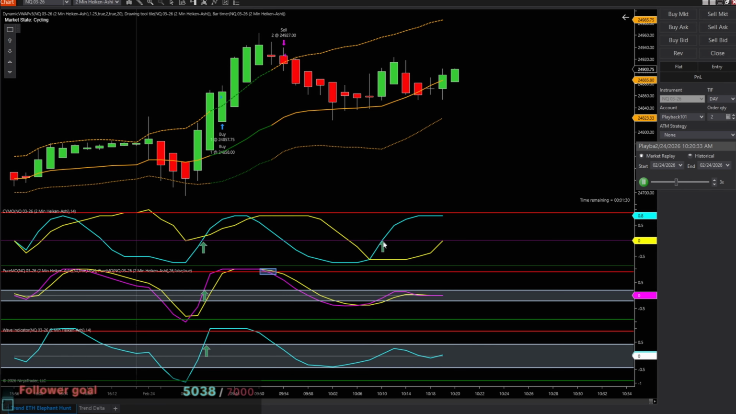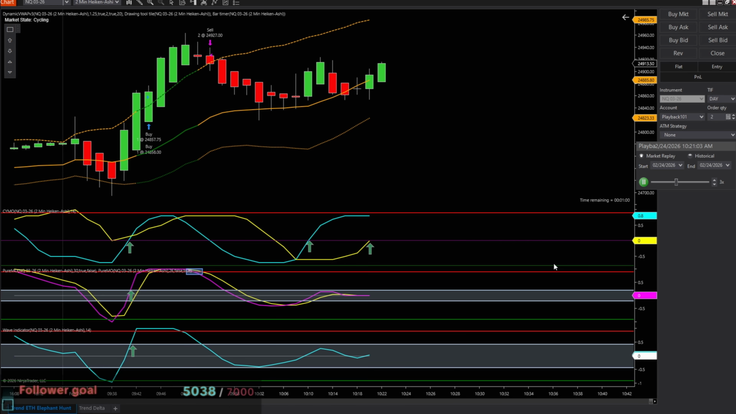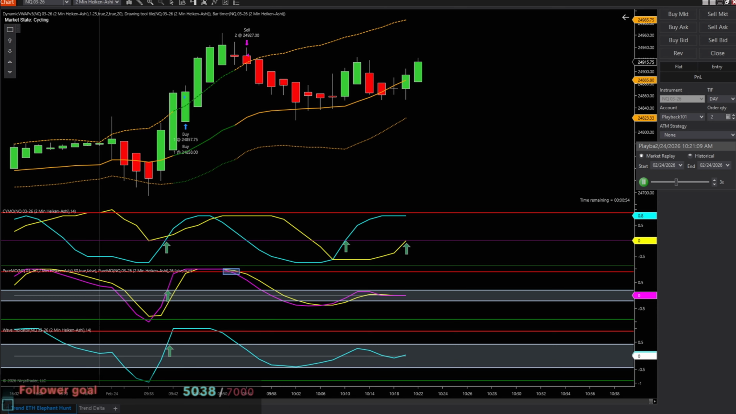We definitely want cycle to be above zero. Momentum's about to burst, which is awesome right there. But this is flat, and this is right here in the center. So I'll just give it one bar to see where it goes, okay?